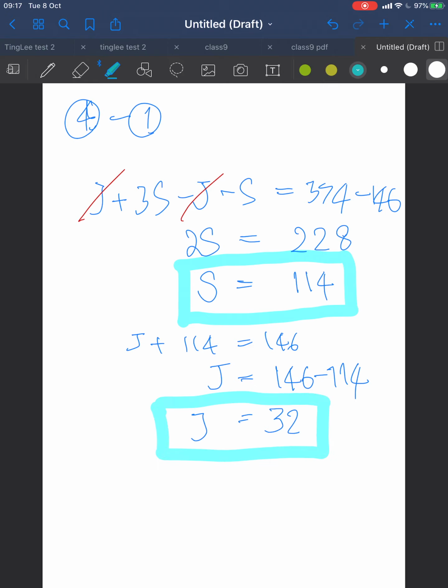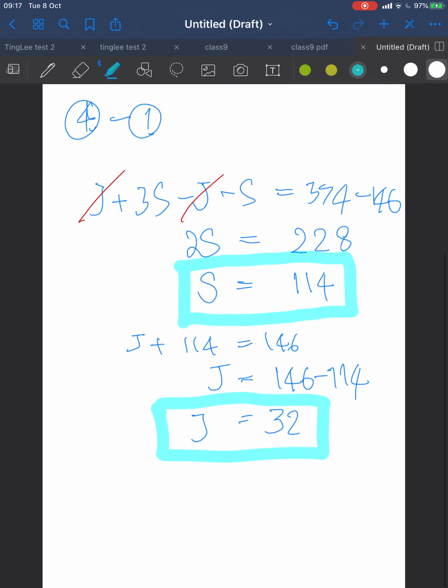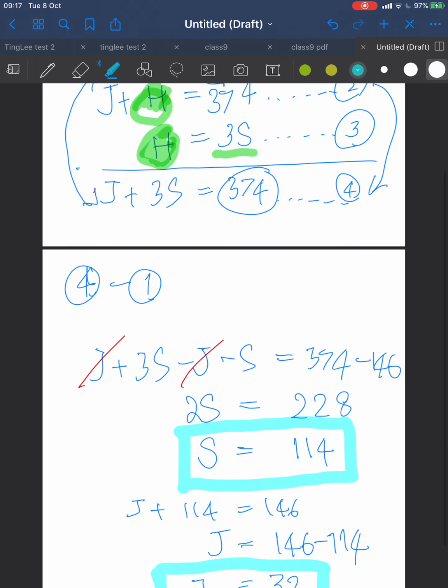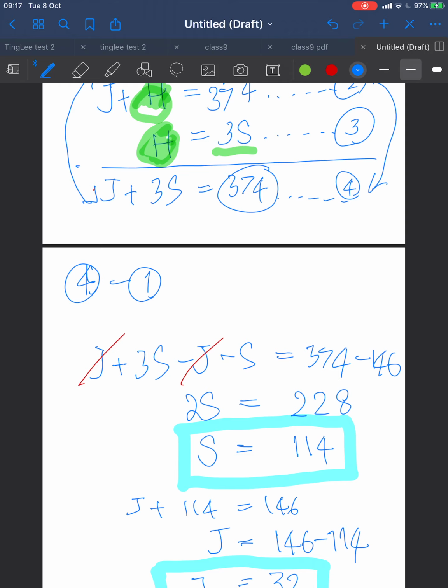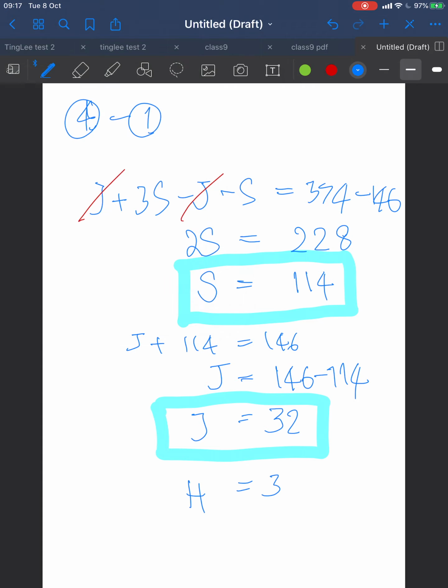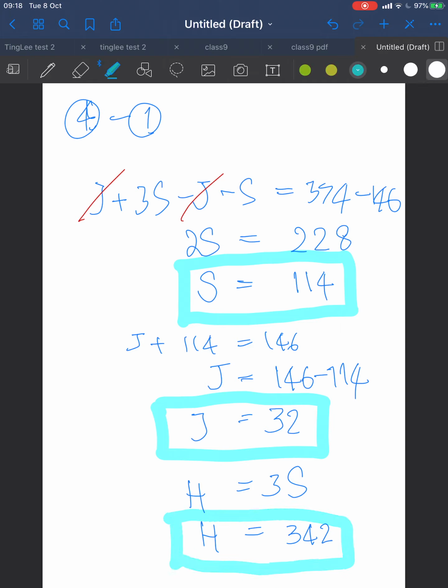We have another answer. Once the first answer comes out, the second and the third are easy. We have j and s already. We need h. Look at equation number 3. H equals 3s, and s is 114. So h is 342. You can use the calculator to multiply 3 with 114, and this is the answer. So you know all the figures.